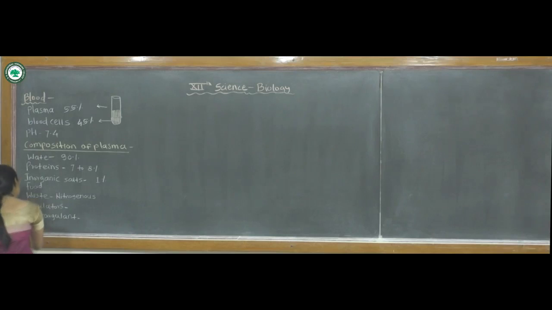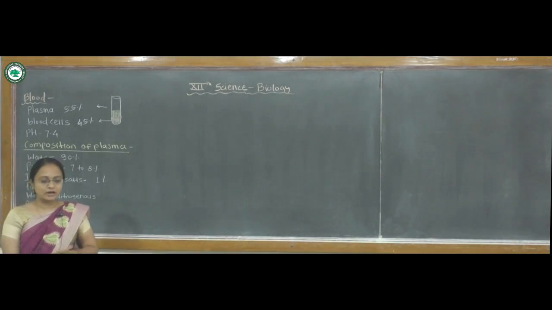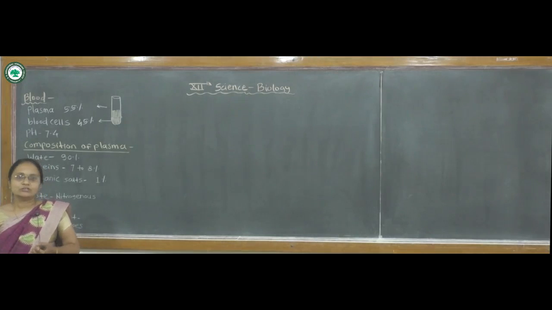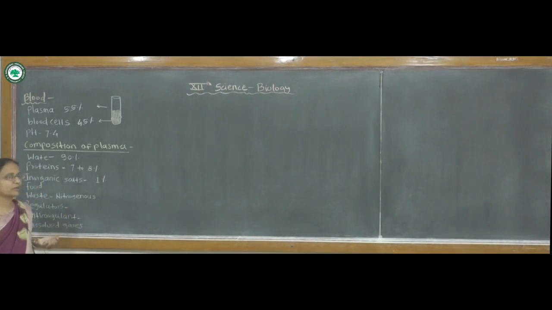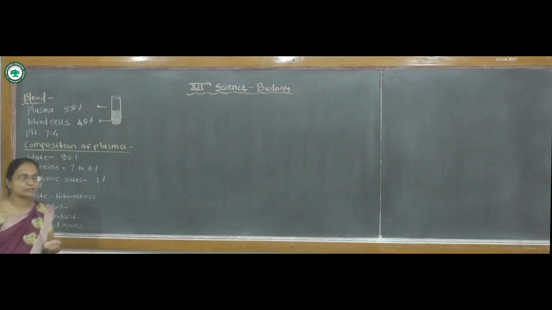It also shows the presence of dissolved gases in the form of oxygen, carbon dioxide and nitrogen. This is the composition of plasma: it is made up of water, protein, inorganic salts as well as other components in the form of waste, regulators, anticoagulants and dissolved gases.